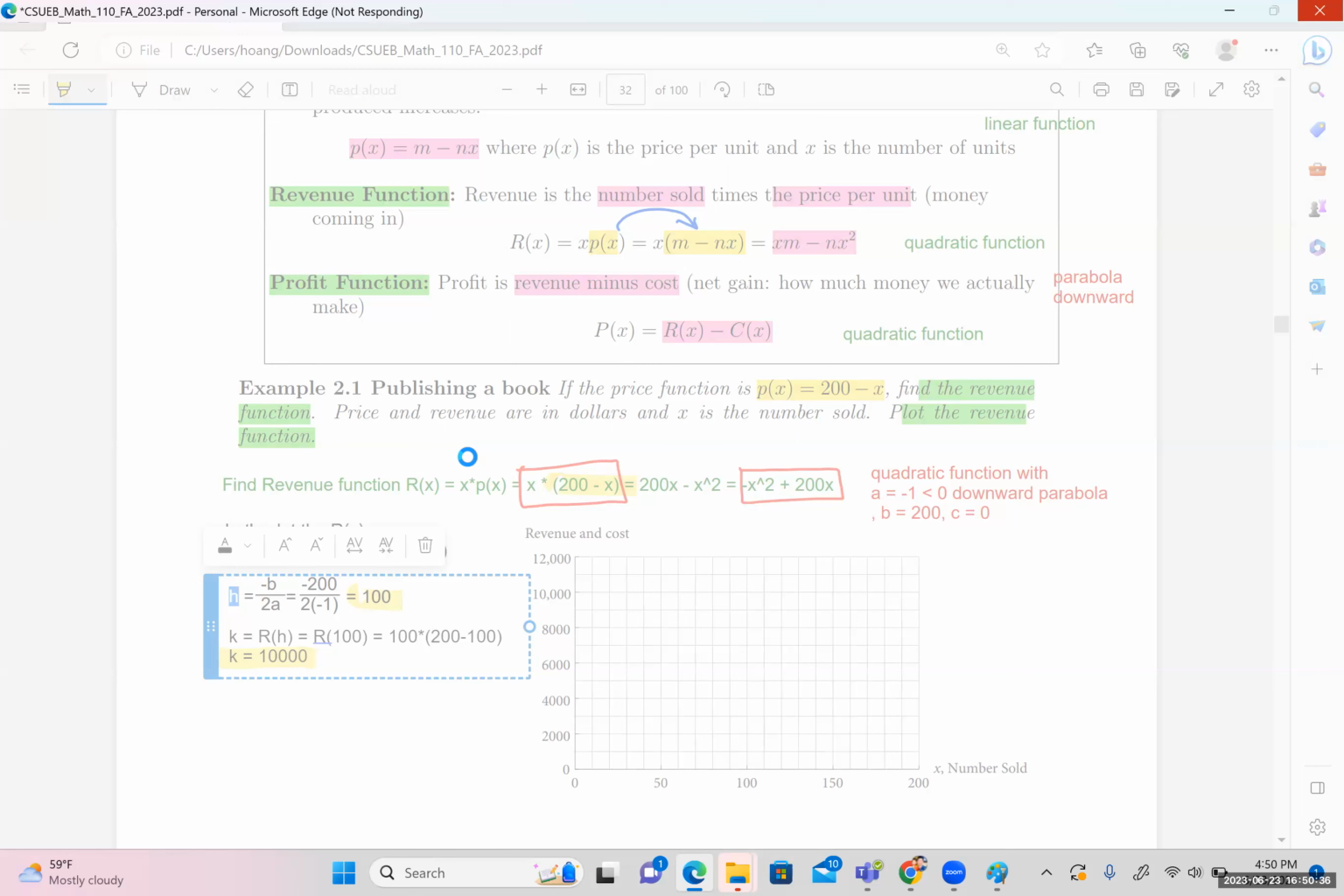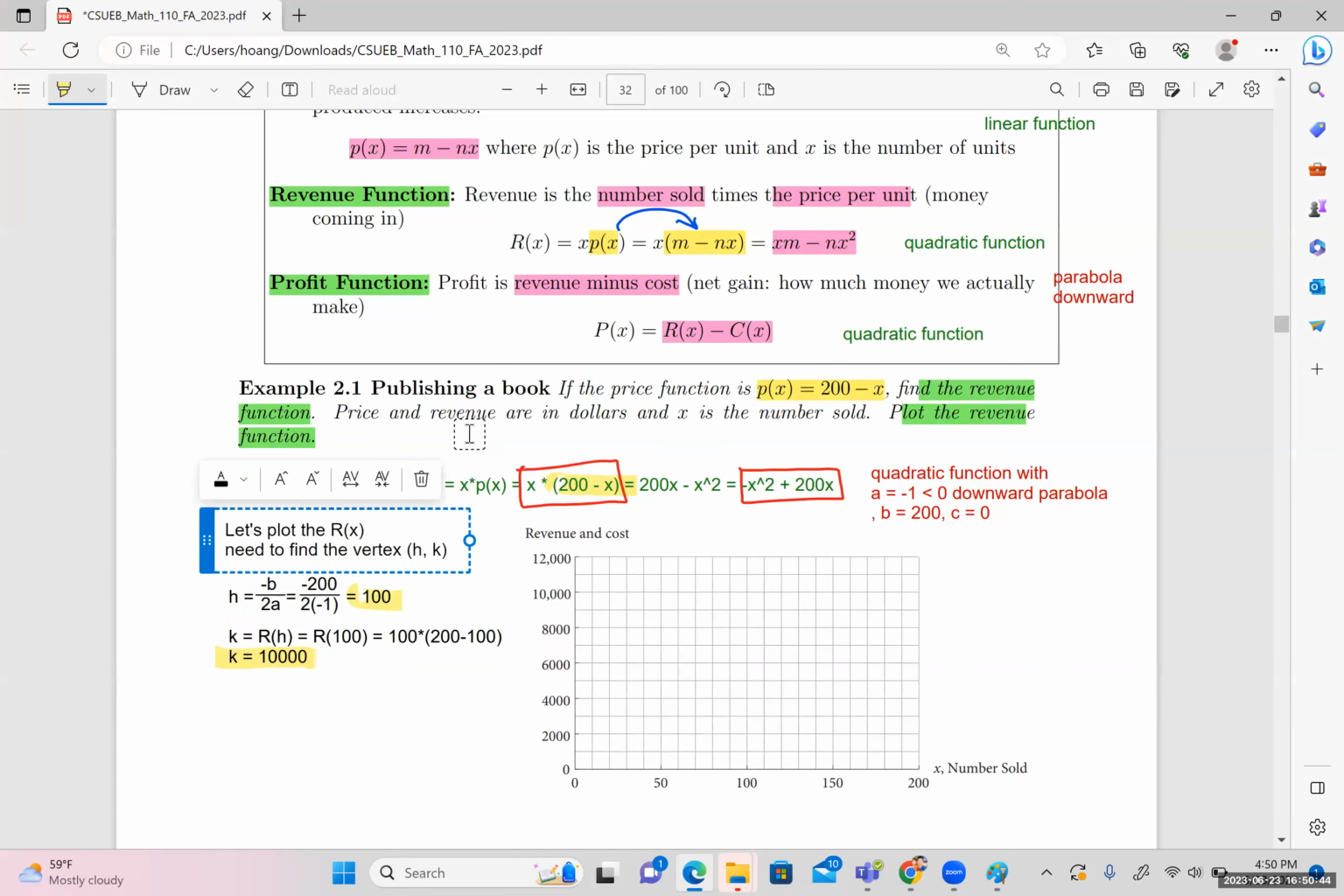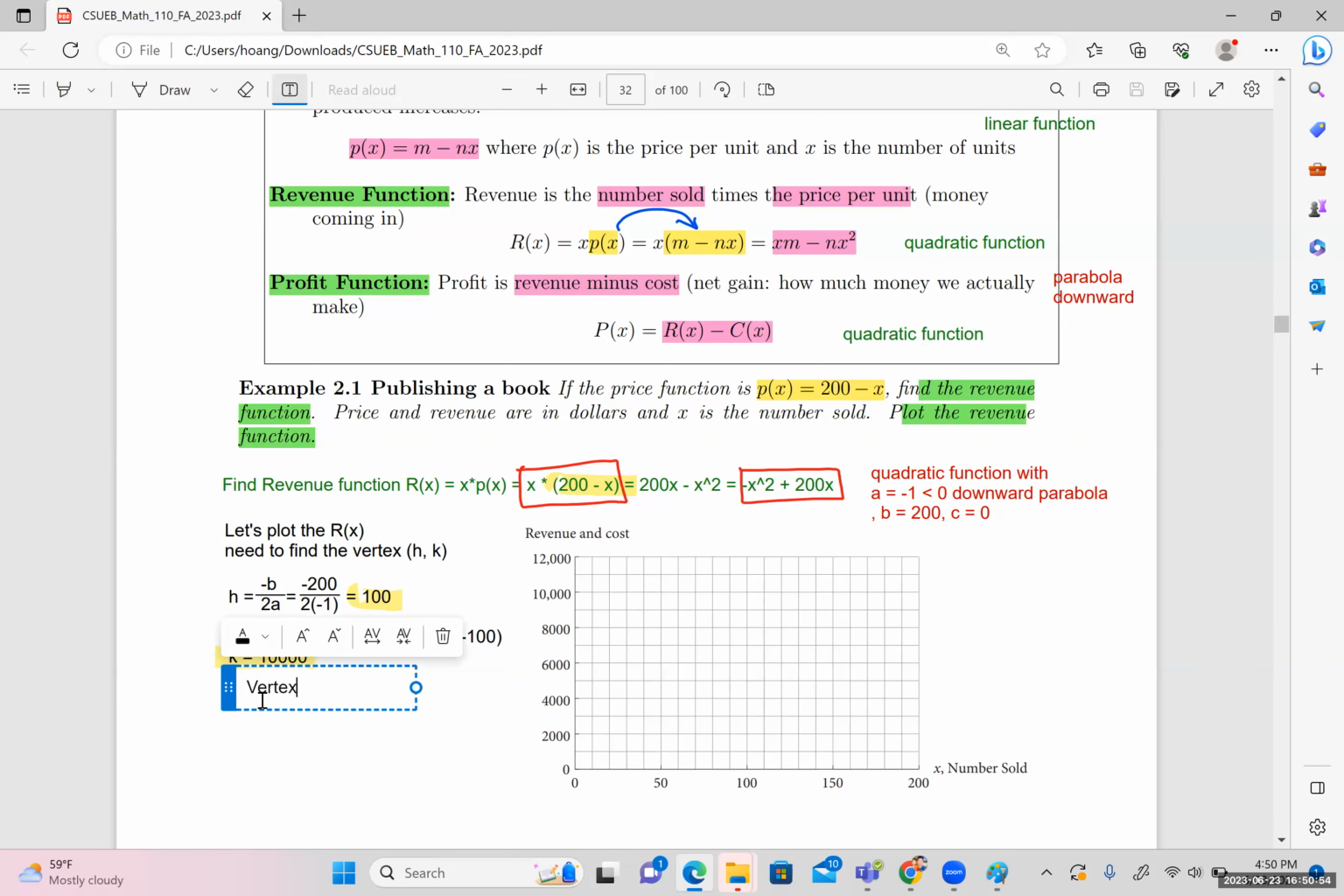Now we will have the vertex will be 100 comma 10,000. So I've got to mark it first with a point, 100 and 10,000. That's one.